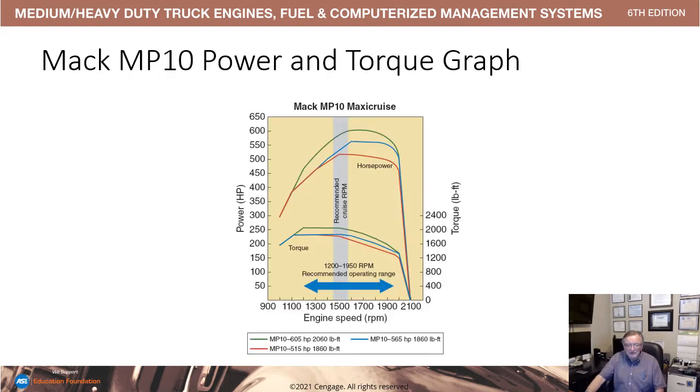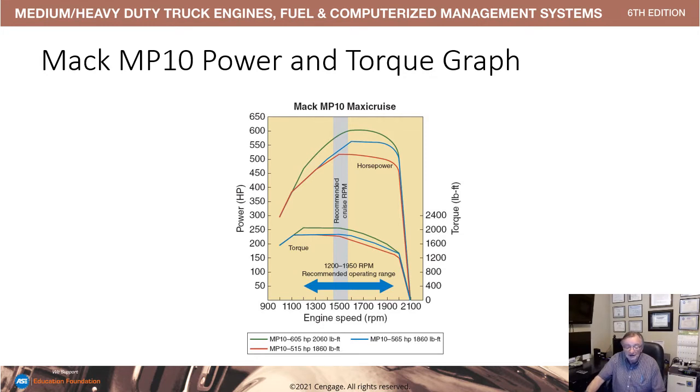Here we're going to look at three different Mack MP10 engines. We have a Mack MP10 at 605 horsepower, that's the green line. We have the same basic engine configured at 515 horsepower, that's the red line. And we have the blue MP10, which is configured at 565 horsepower. So you're going from 515 to 565 to 605 horsepower.